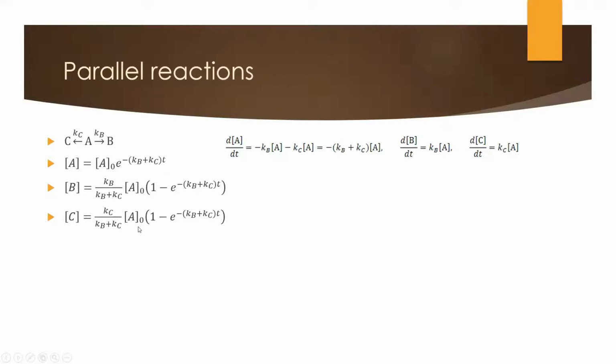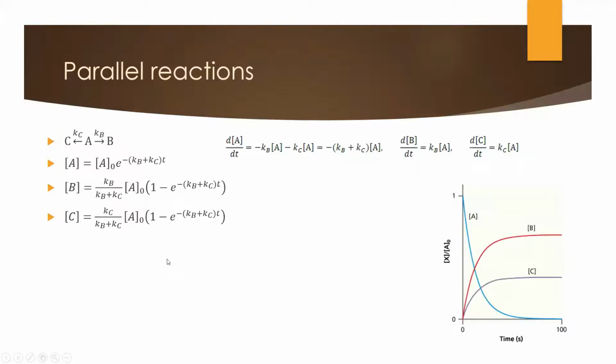However, when we evaluate B and C, we find that B is equal to, again, we see this A naught times (1 minus e to the minus (kB plus kC)t). But we have this out here, kB over kB plus kC. This is effectively a normalization constant that tells us how much B we get. So the amount of B we get is simply the rate constant of B over the sum of the total rate constants. And the same is true for C.